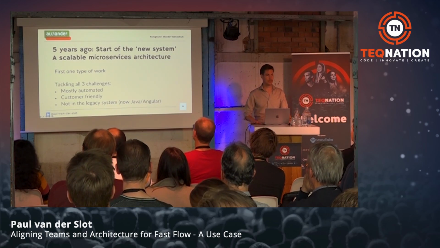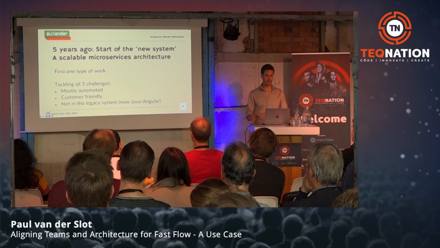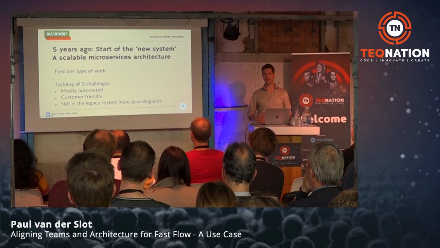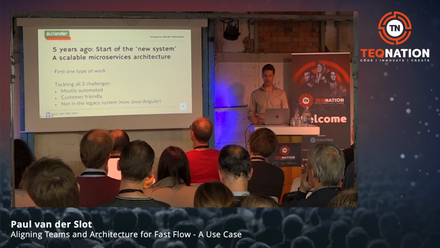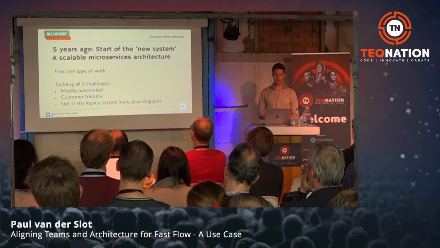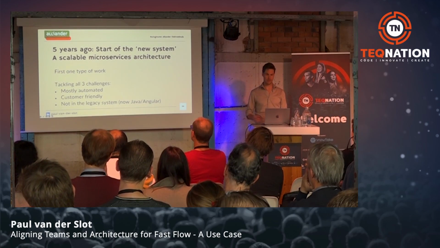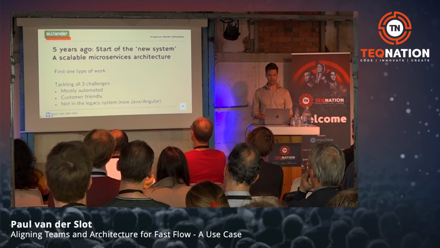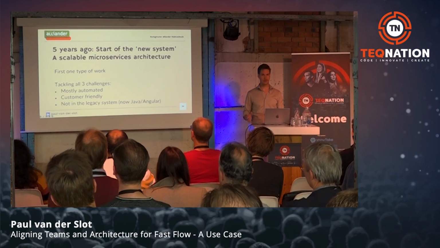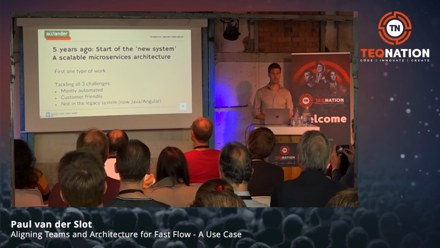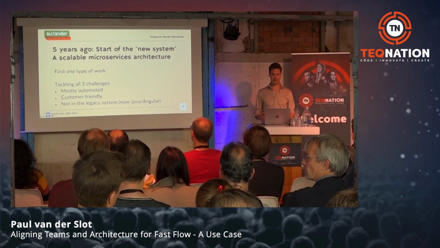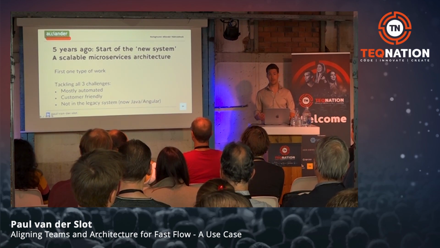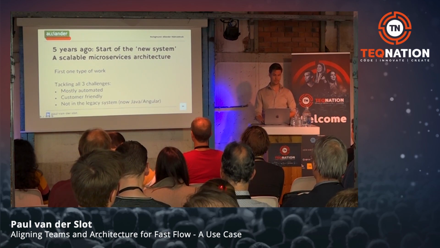And 5 years ago, it was the start of the creation of the new system, which would be a scalable microservices architecture, with first one type of work in it, quite simple work where no digging was required. And at a later point, the idea was to put all the types of work in there so we could move away from the old SAP application. And we wanted to tackle all three challenges by doing this, so it should be mostly automated, customer-friendly, and not in the legacy system, but we decided to use Java and Kotlin with Angular to do this.